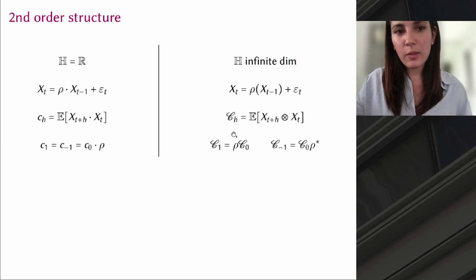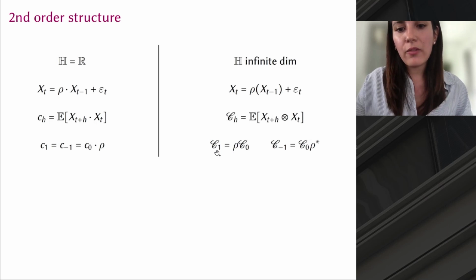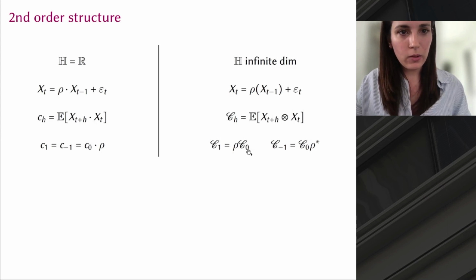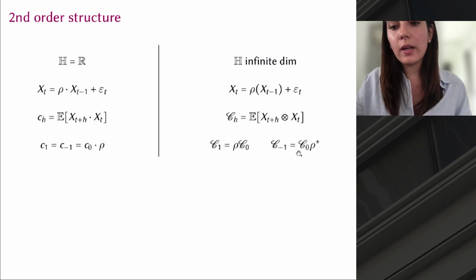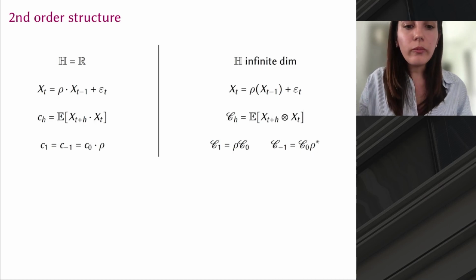Here we have a similar relation, but actually we have two relations, because we do not have any more equality between C1 and C minus 1, but we have a similar thing. So C1 is rho applied to C0. It's a composition of operators. And C minus 1 is C0 applied to the adjoint of rho. Okay?